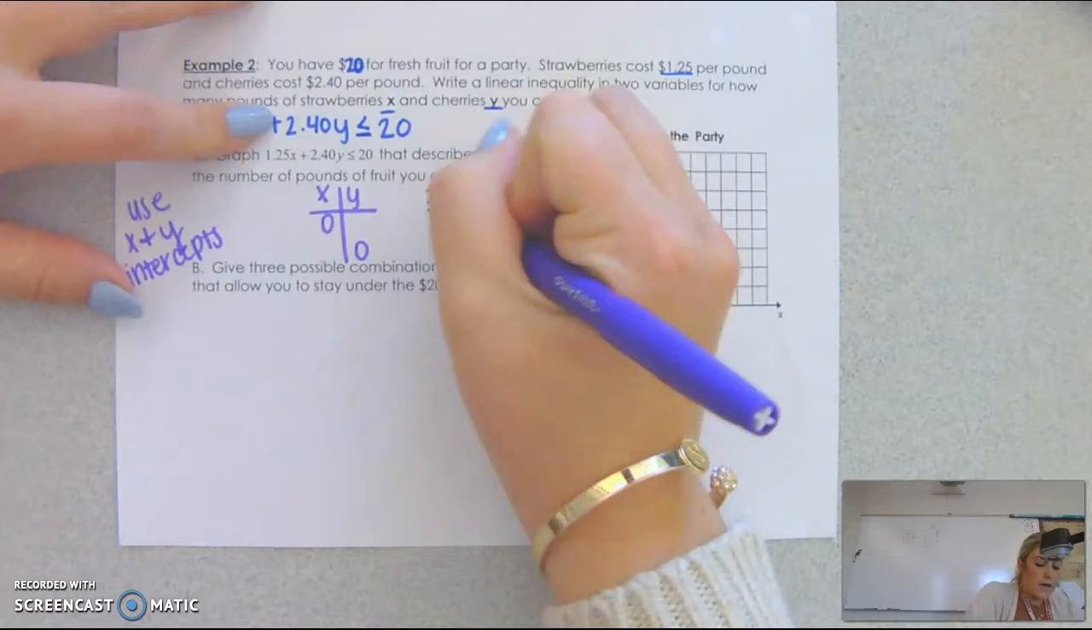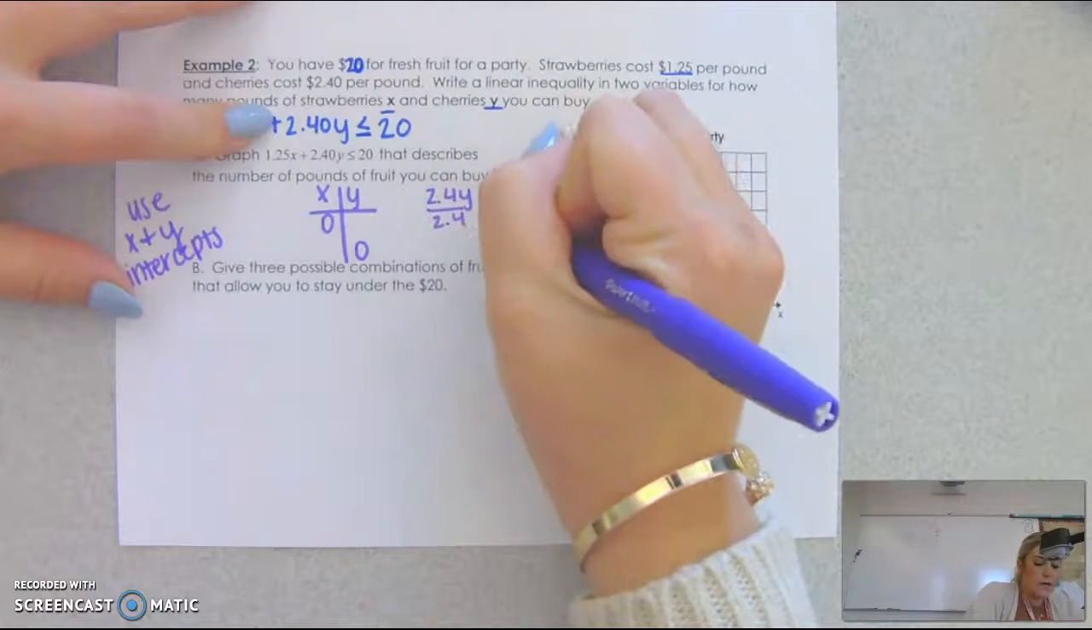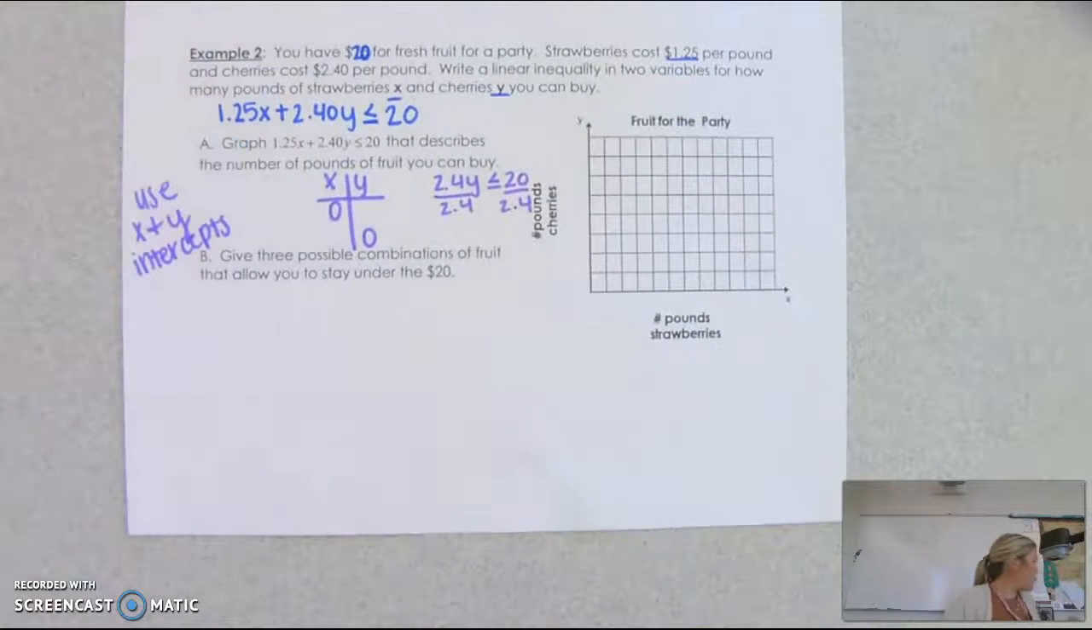And then to solve for that, I just divide. So I'm dividing both sides by 2.4. And I'm going to plug that into my calculator.